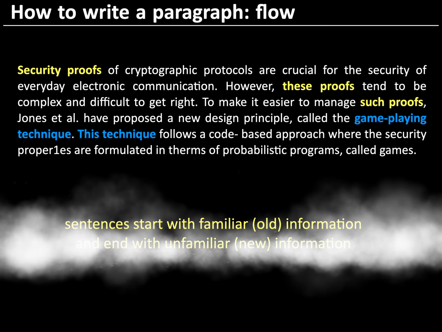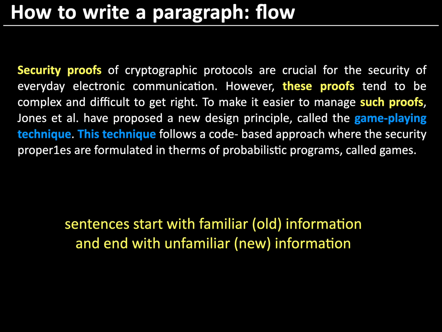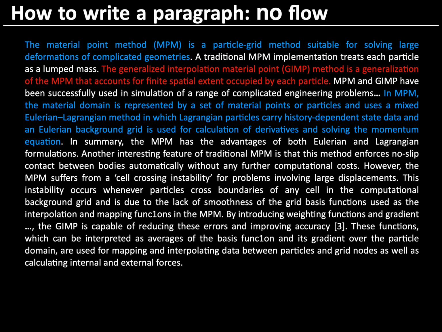So the principle to have flow in a paragraph is to start your sentence with the old information, okay, and end with the new information. Okay, so see, the first sentence starts with security proofs. We don't know it, right? So it's new. The second sentence, these proofs, this is old, okay, and then follow that.